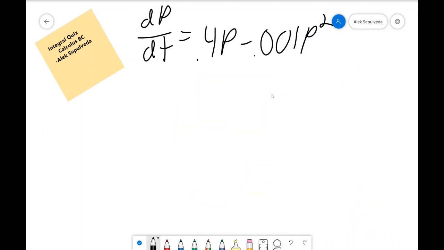So we're given this expression, dP/dt is equal to 0.4P minus 0.001P squared. We are asked to find the carrying capacity for part A. So, first step here, one of the ways to get carrying capacity is to separate this out so we have some constant outside of P times 1 minus P over our carrying capacity.